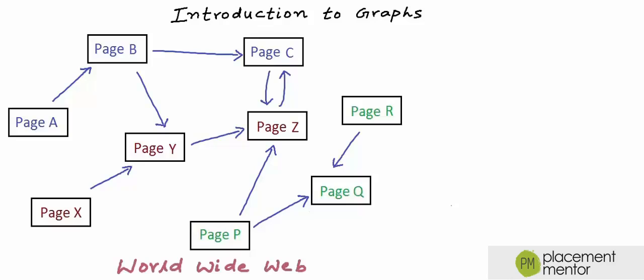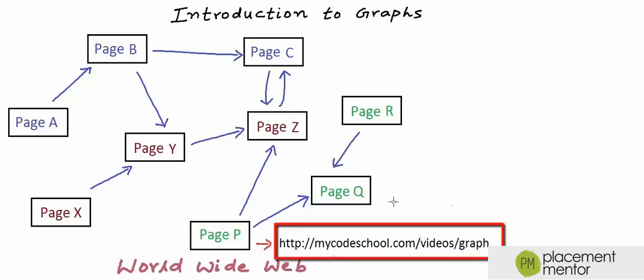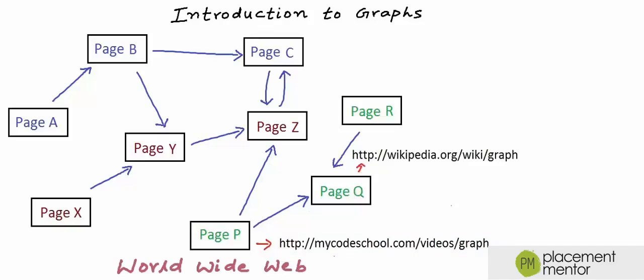Let's assume that in this example graph, page P is my mycodeschool tutorial on graph with this address or URL mycodeschool.com/videos/graph. And let's say page Q is the Wikipedia article on graph with this URL wikipedia.org/wiki/graph. Now on my page, that is page P, I have put a link to Wikipedia page on graph. If you are on page P, you can click on this link and go to page Q.